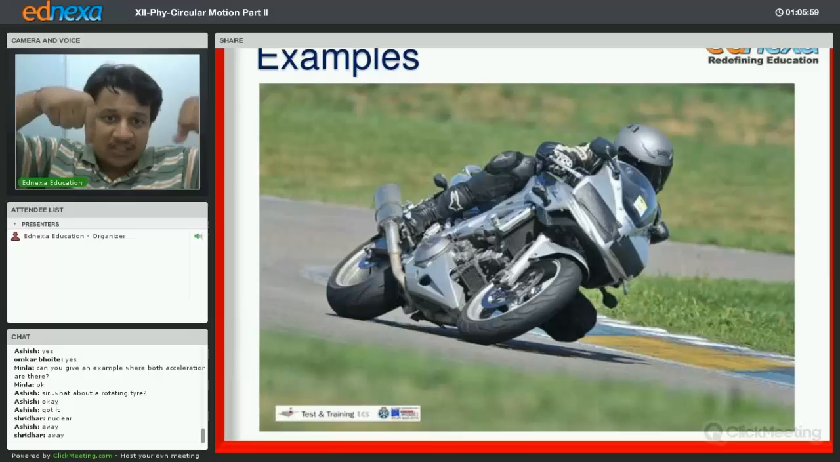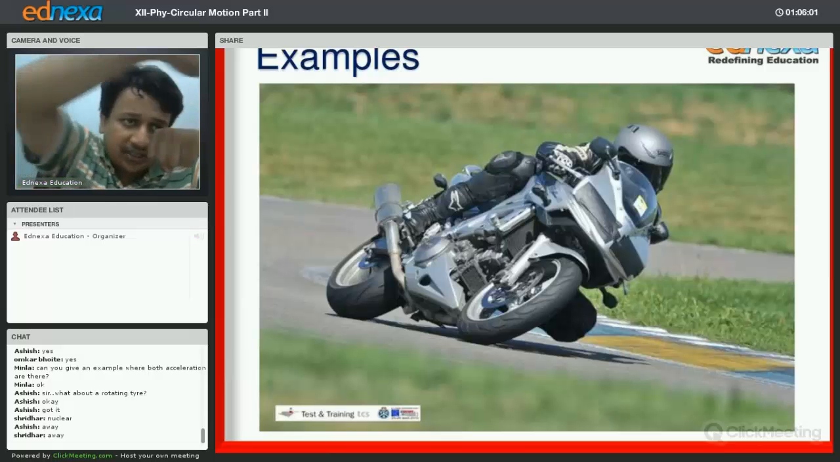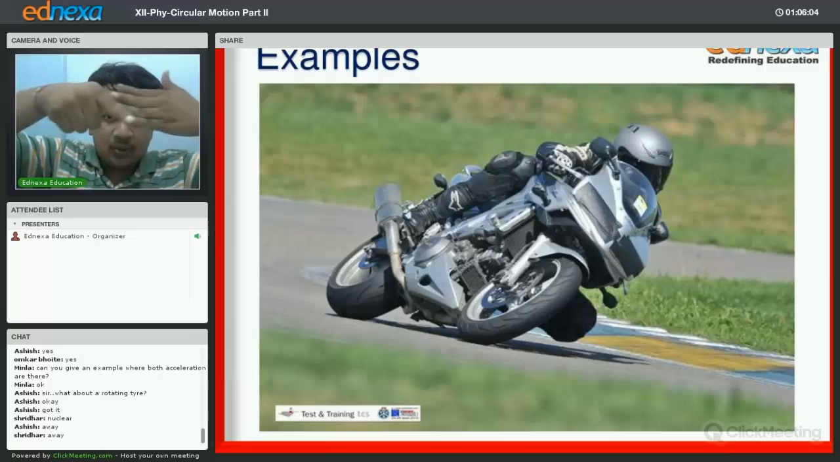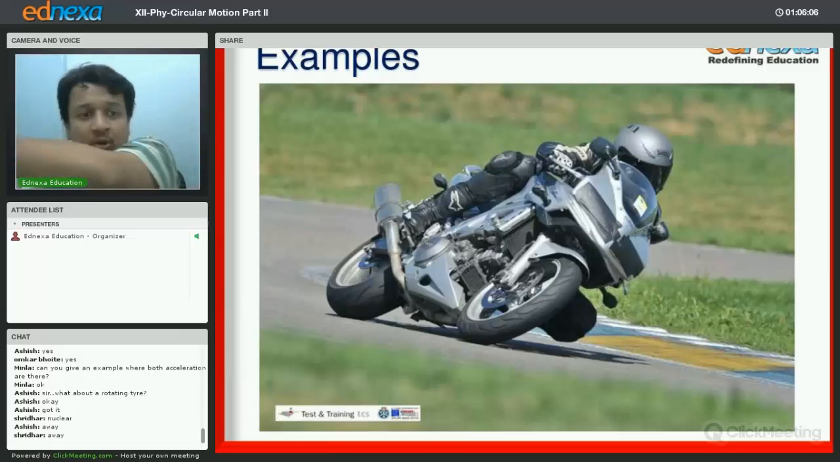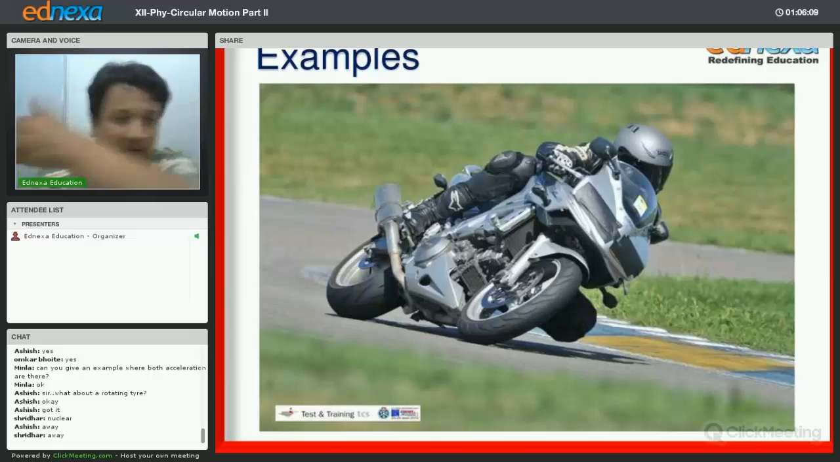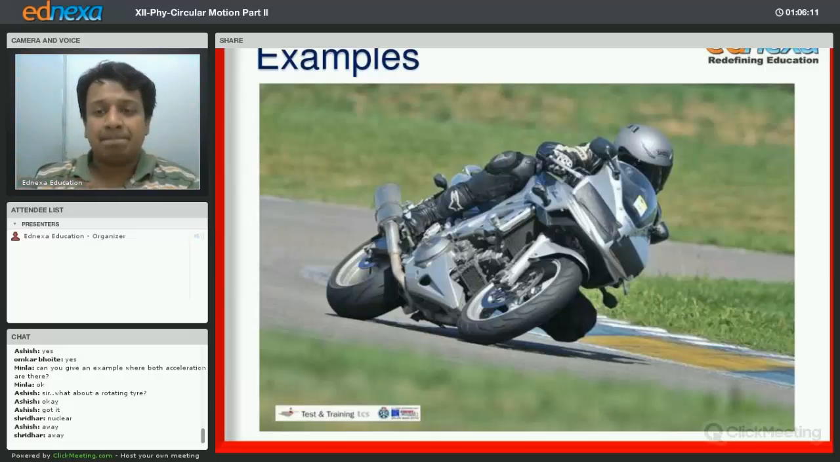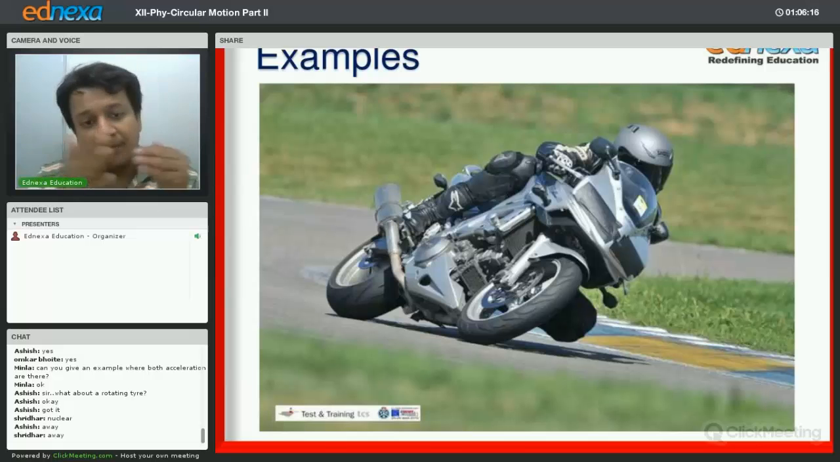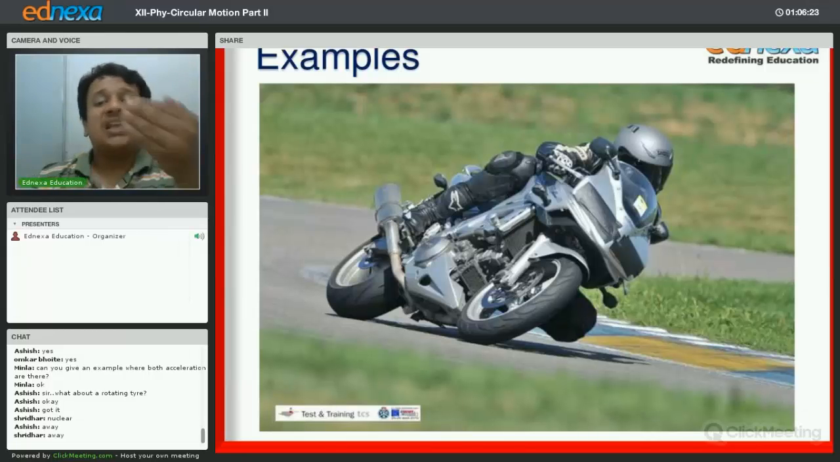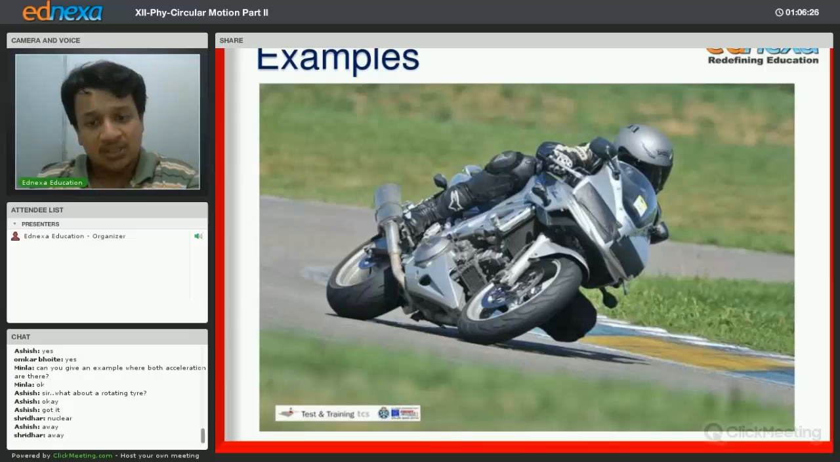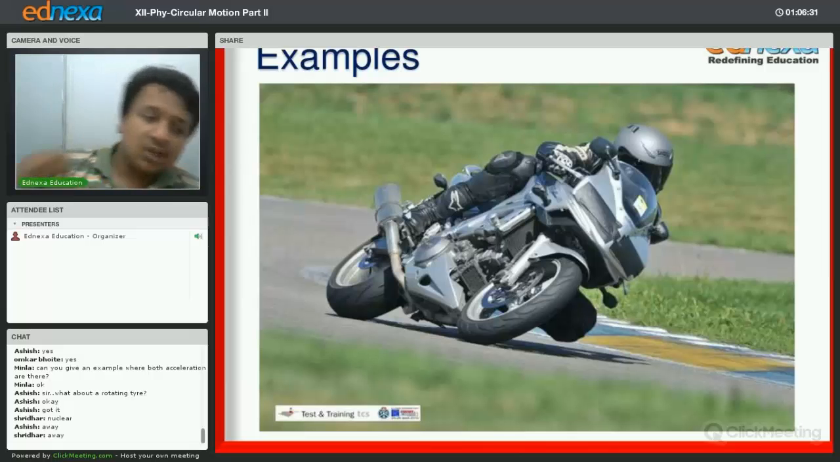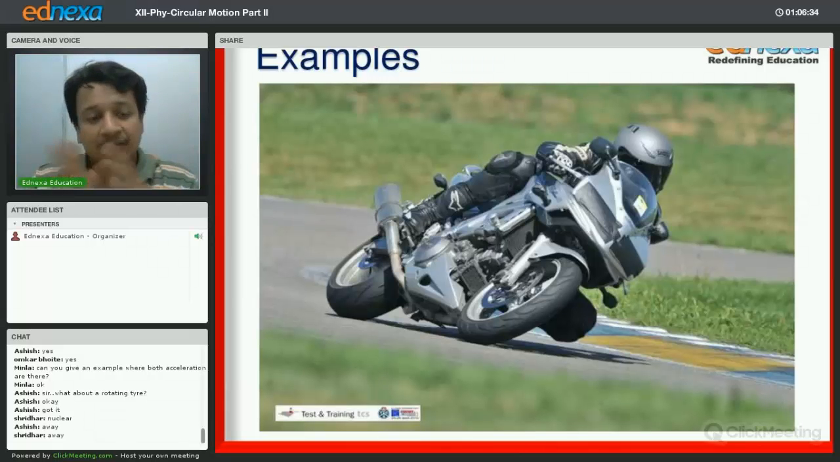Is it right? So the driver is turning, see, like this way. Centrifugal force will try to push the driver towards this side. What will happen if the driver gets pushed towards this side? Then he will fall down. So to nullify the effect of centrifugal force, the driver leans inside while driving the vehicle.